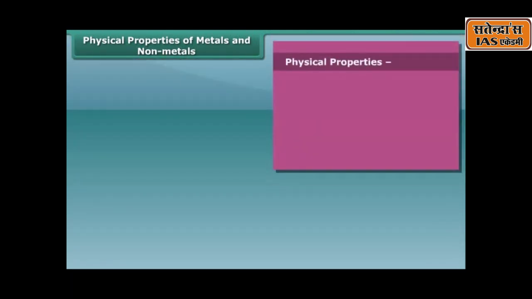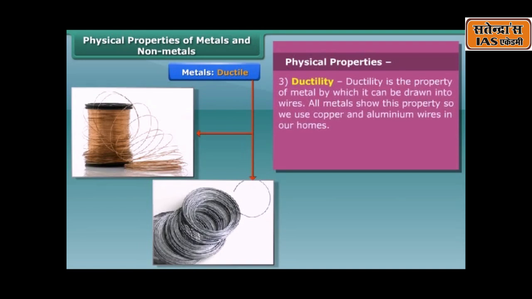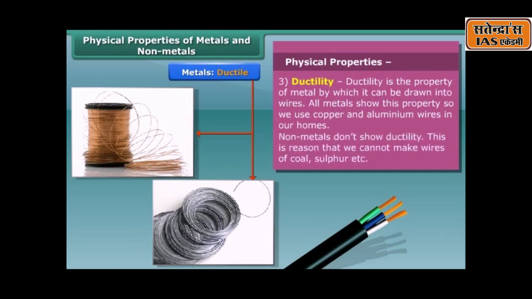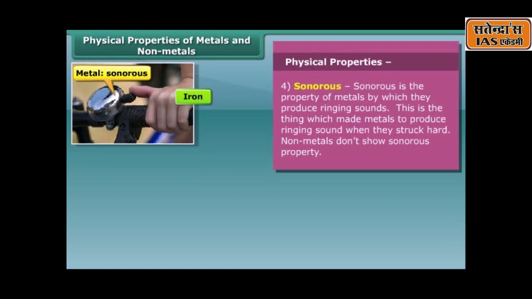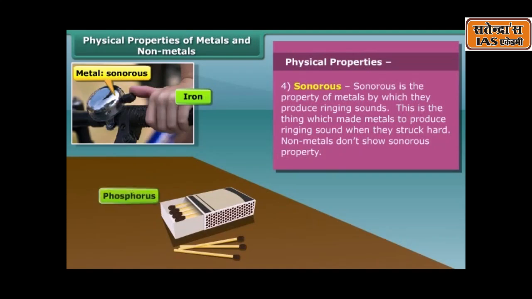The property of metal by which it can be drawn into wires is called ductility. It is the third property of metals. Non-metals don't show ductility. Now let's talk about another property of metals. That is sonorous. Metals produce ringing sounds when they are struck, so they are said to be sonorous. The materials other than metals are not sonorous.